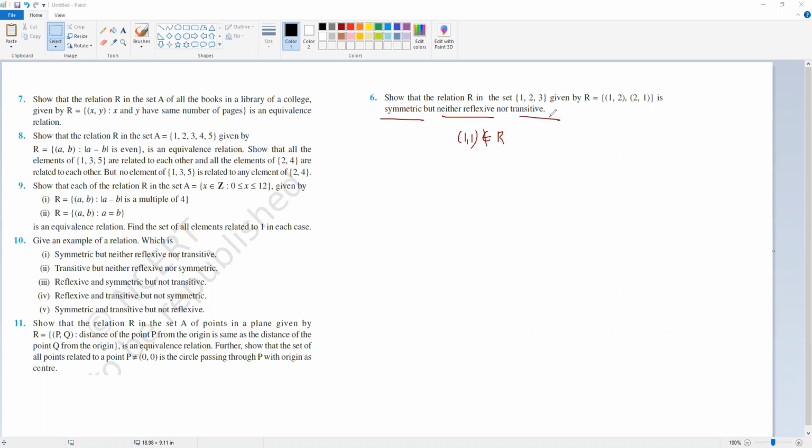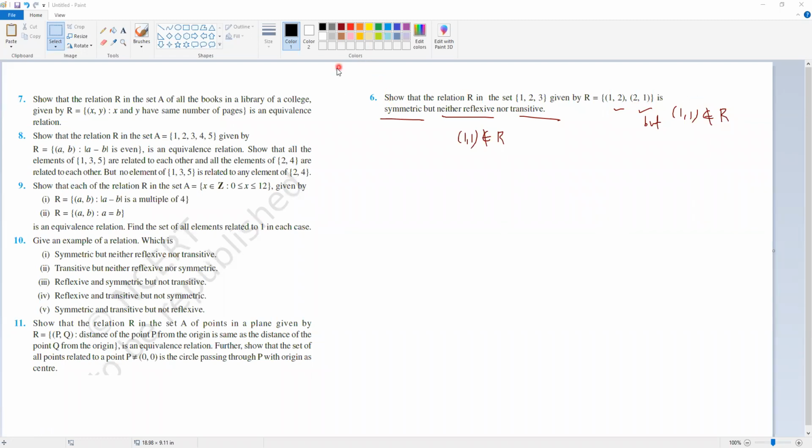Now look at transitivity. (1, 2) is there, (2, 1) is there, then (1, 1) should be there, right? But (1, 1) is not in the relation, so it is not transitive. Though 1 is related to 2, and 2 is related to 1, so 1 should be related to 1, but that is not in the relation, so it is not transitive. Similarly, (1, 1), (2, 2), (3, 3) are not in the relation, so it is not reflexive. But it is symmetric because (1, 2) is there and (2, 1) is there, so it is symmetric.